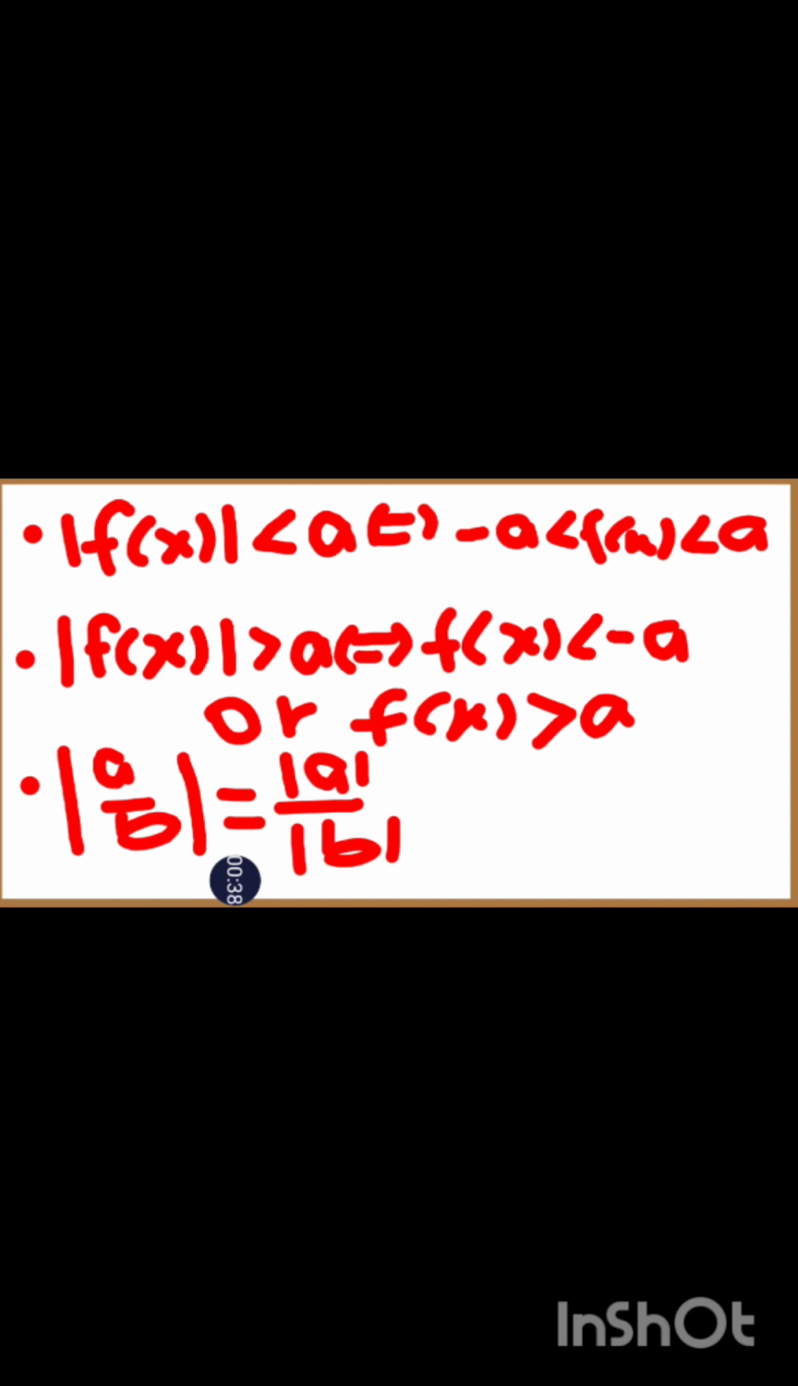Then the absolute value of a fraction is the absolute value of the numerator divided by the absolute value of the denominator. Take note that whenever we talk about absolute value, we mean a positive value, the distance from the origin to that point. So the absolute value of a number is always positive.